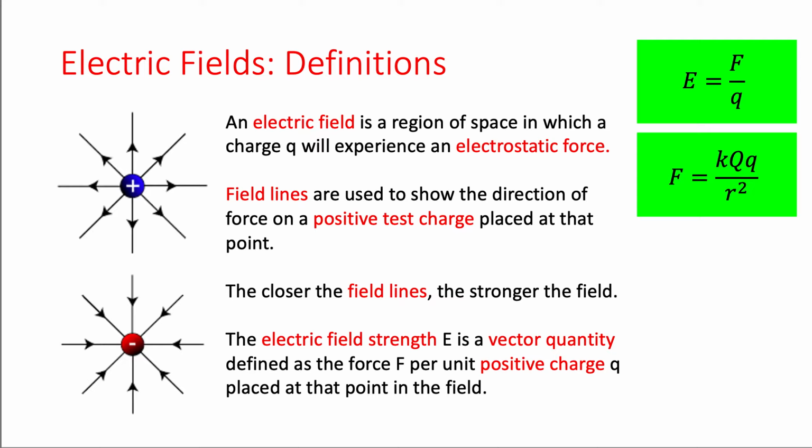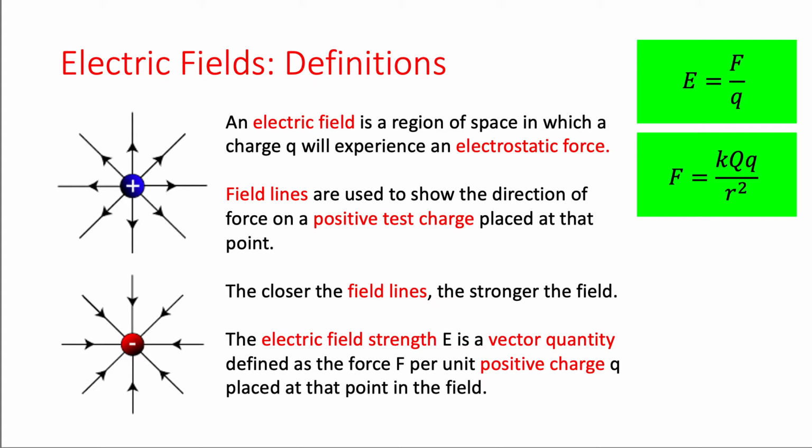And the reason for that is because positive and negative charges will experience a different direction of force. So every time we are writing the definition of electric field strength, we must include the fact that the unit or the test charge is positive. We cannot write charge simply on its own.